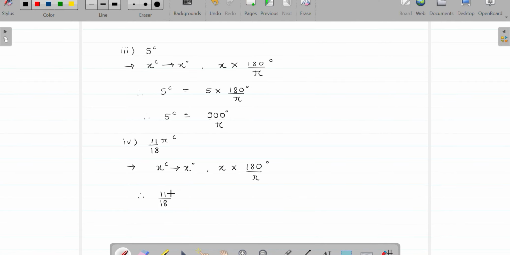11 upon 18 pi radian, which is equals to 11 pi upon 18 into 180 upon pi. This pi gets cancelled. 18 ones are 18, 18 tens are 180, and 11 into 10, which is equals to 110 degree, and therefore 11 pi upon 18 radian, which is equals to 110 degree.